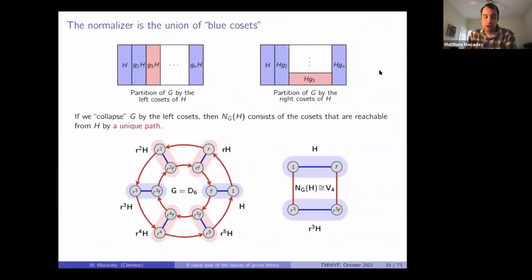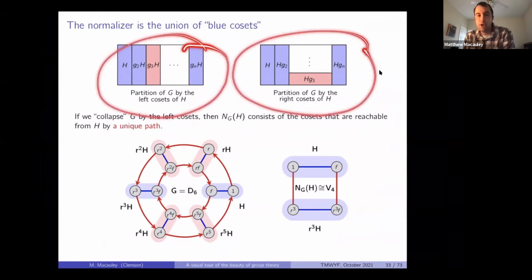So here's a little cartoon. In general, you've got a subgroup and it's got cosets, and here's the left cosets, here's the right cosets. The normalizer are the blue cosets, the union of them.